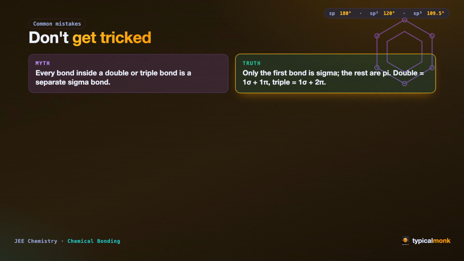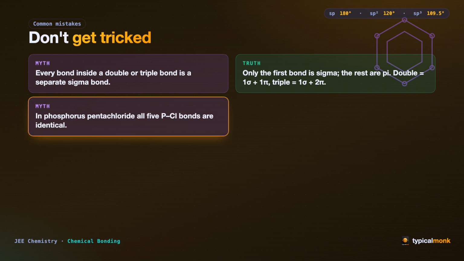Only the first bond between 2 atoms is a sigma. The extra ones are pi. So a double bond is 1 sigma and 1 pi, and a triple bond is 1 sigma and 2 pi. Never all sigma. Myth 2.